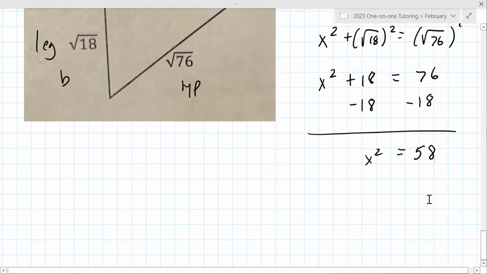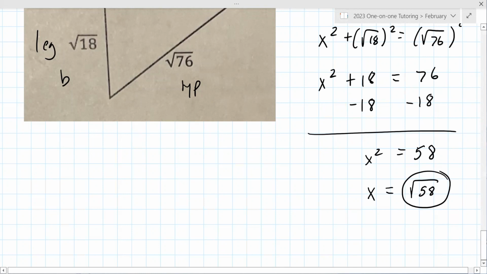So let's keep going here. Do you remember how to finish off this problem? How do you undo a square? You just have to find the square root of 58. That's right. And there actually is no simpler square root of 58, so that is your final answer. Yep, so just the square root of 58.